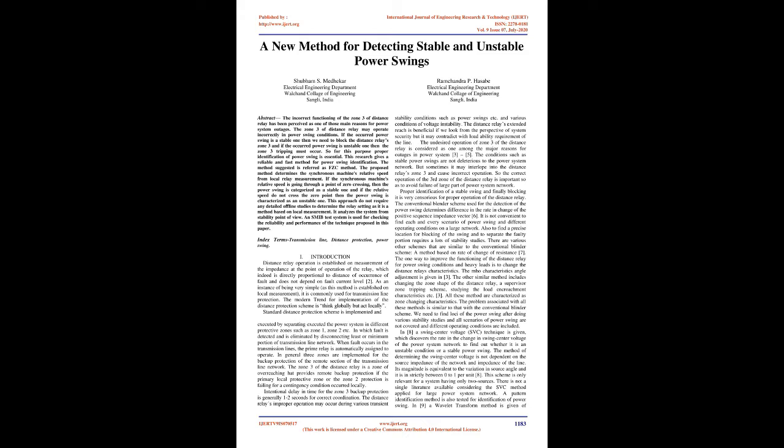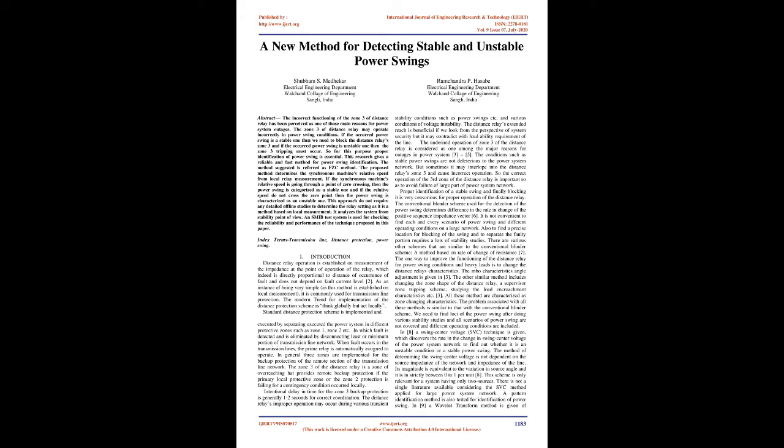This approach does not require any detailed offline studies to determine the relay setting, as it is a method based on local measurement. It analyzes the system from a stability point of view. An SMIB test system is used for checking the reliability and performance of the technique proposed in this paper. Index terms: transmission line, distance protection, power swing.